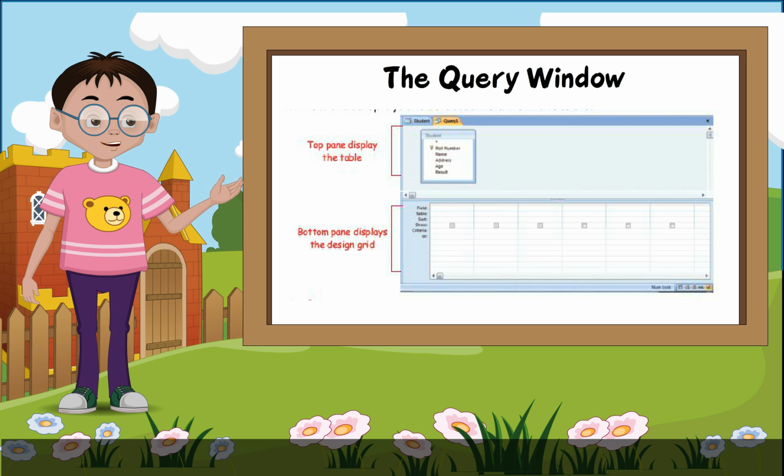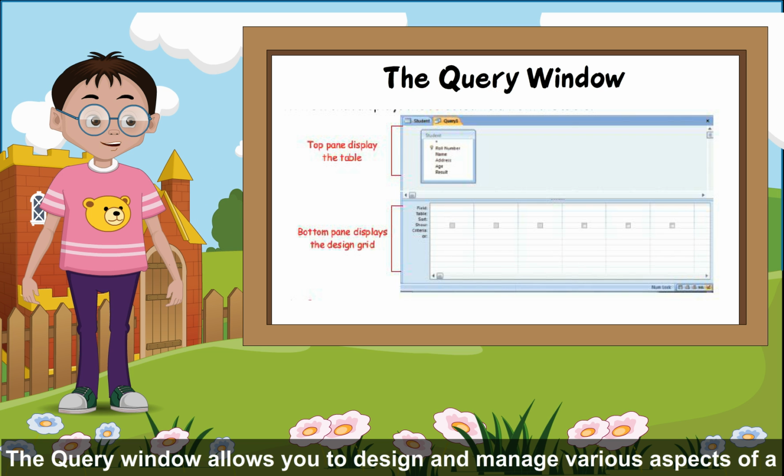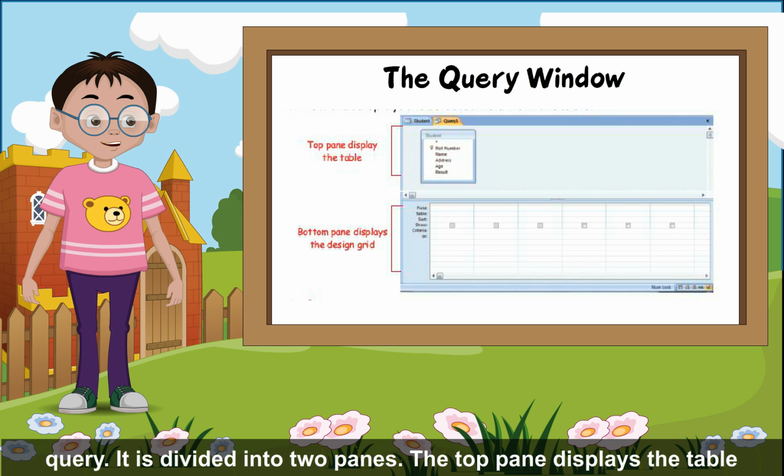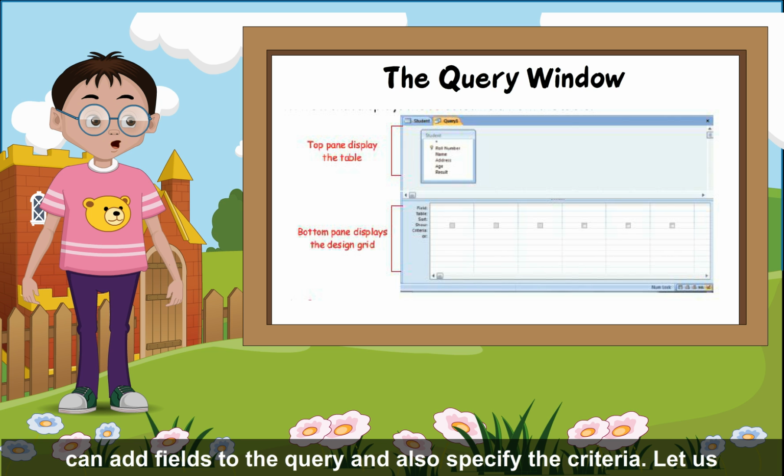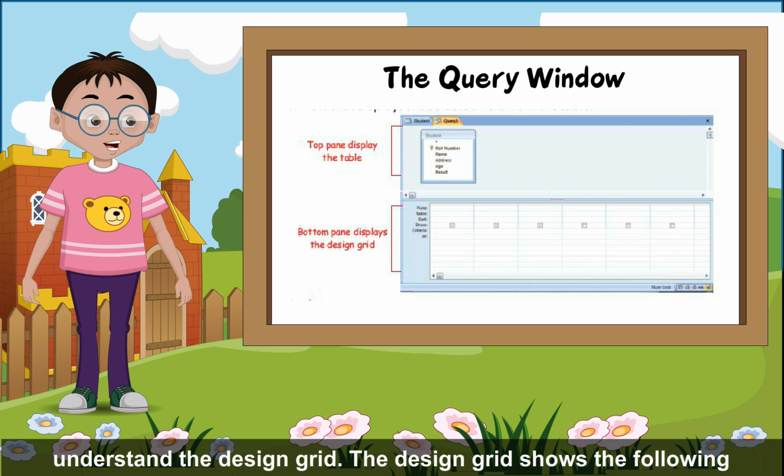The Query window. The Query window allows you to design and manage various aspects of a query. It is divided into two panes. The top pane displays the table selected for the query. The bottom pane displays a design grid where you can add fields to the query and also specify the criteria.